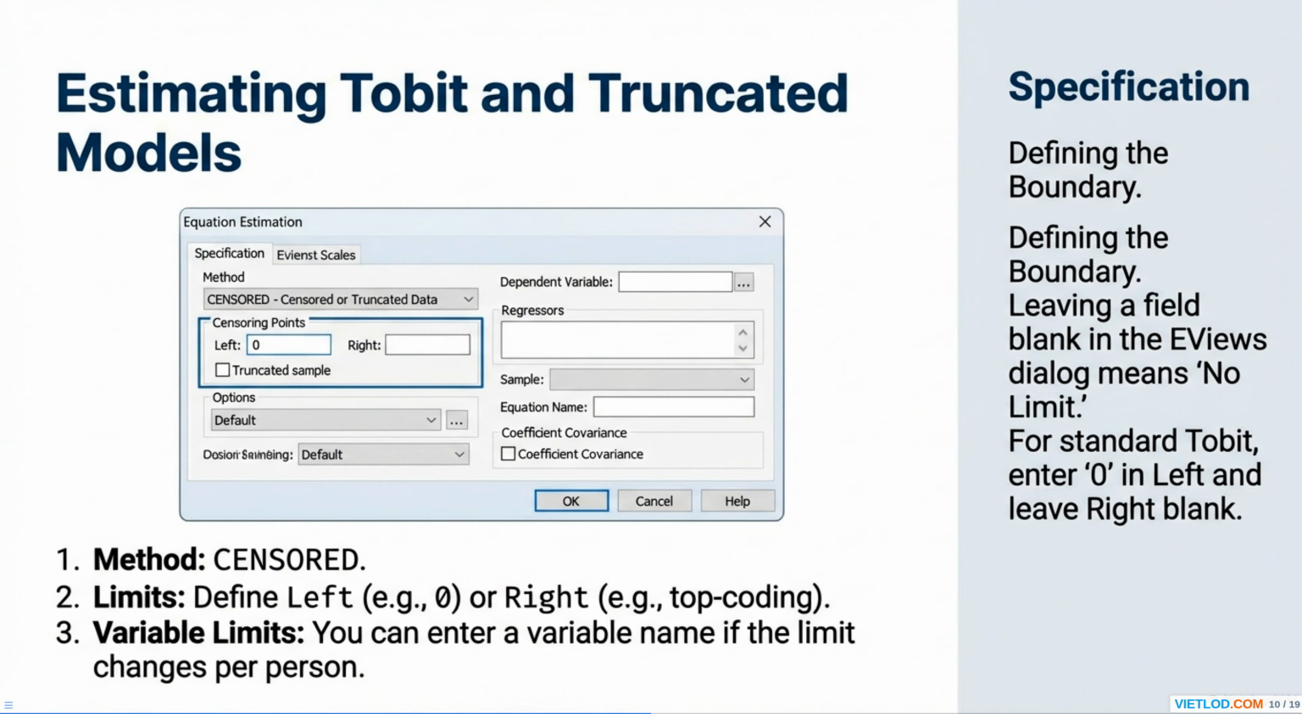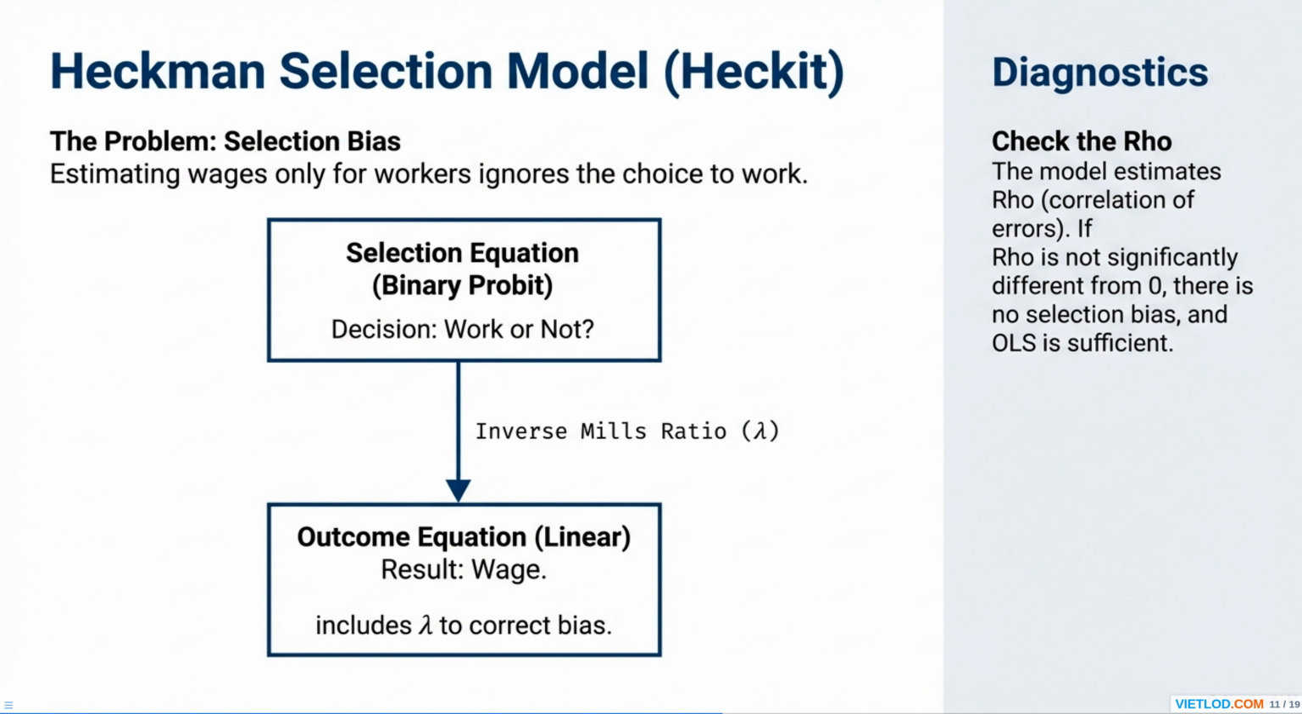Furthermore, EViews offers the flexibility of specifying variable limits. If your censoring point varies across observations, perhaps due to a policy, like a benefit cap that depends on family size, you can simply enter the name of the variable representing that limit instead of a fixed number. This allows for highly customized model specifications to accurately reflect your data's characteristics.